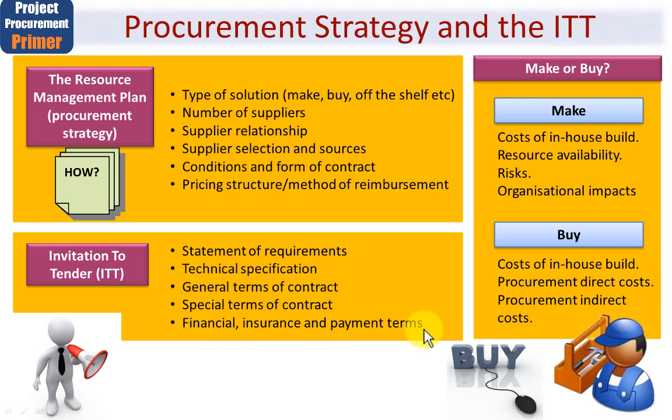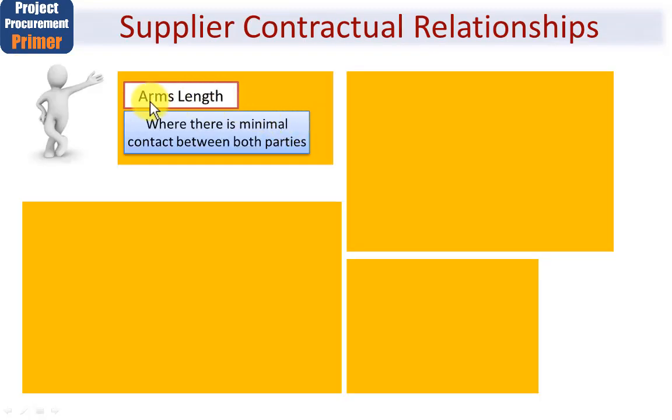So I've mentioned several times the different types of supplier relationships that you may have. Let's now look at the normal choices. There's something called arm's length.